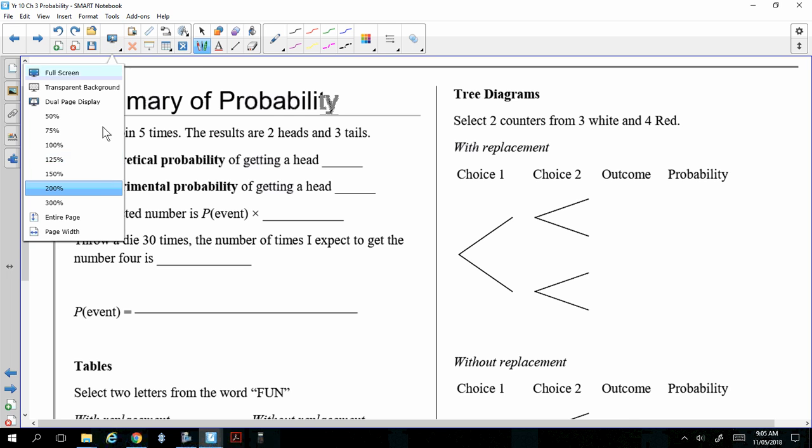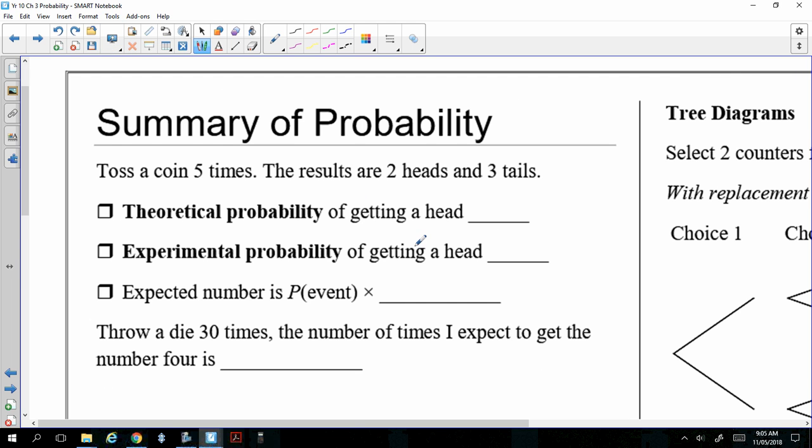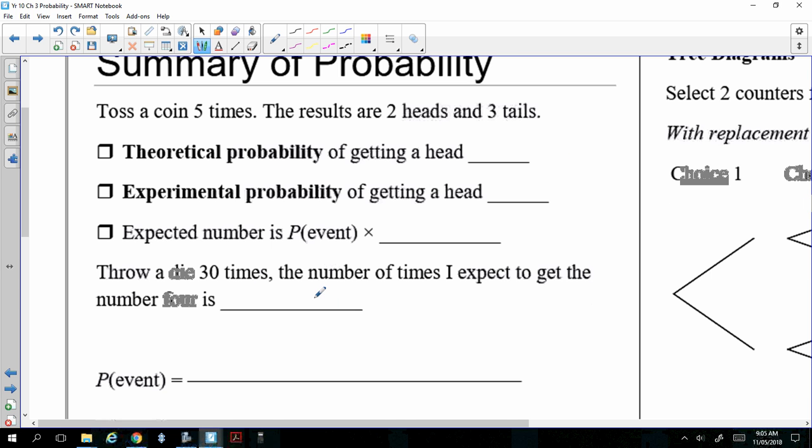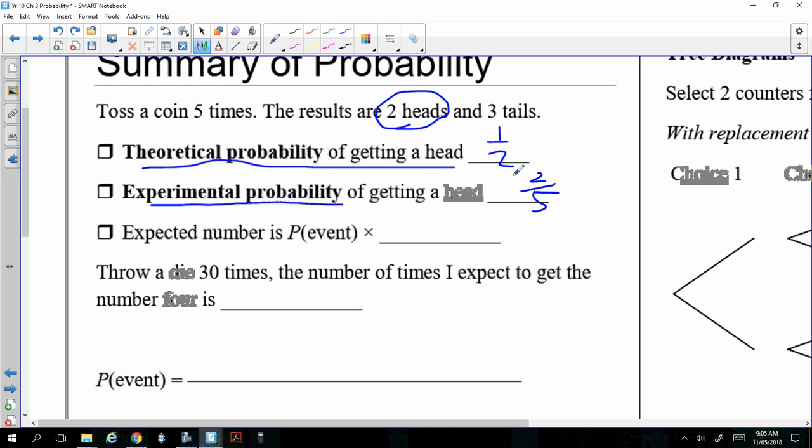Probability, let's look at this simple example. Toss a coin 5 times, the results are 2 heads and 3 tails. So the theoretical probability of getting a head is 1/2, but the experimental probability, using the result of the experiment, is 2/5. So you need to know the difference between experimental probability, which is based on the result of the experiment, and theoretical probability, which is just based on a coin. There are 2 outcomes, one of them is a head.